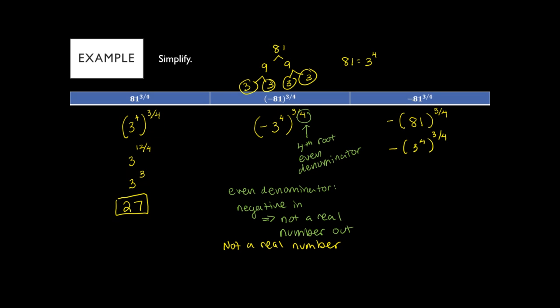And so now we're going to do something similar to what we did with the first example here, where you're going to multiply those exponents. 4 times 3/4. And when you do that, you're just going to end up with 3 to the third, because the 4 and then the denominator of 4, they cancel out. So 3 to the third is 27, so we get negative 27 here.